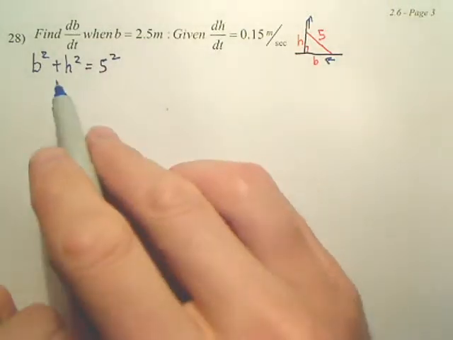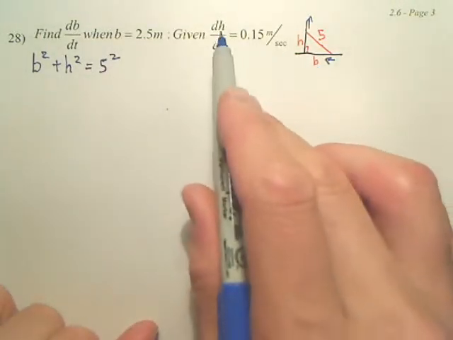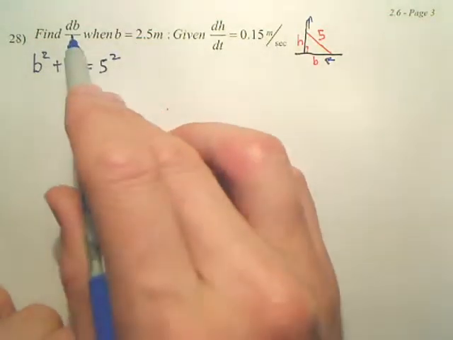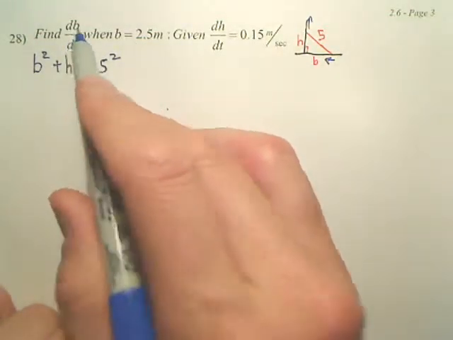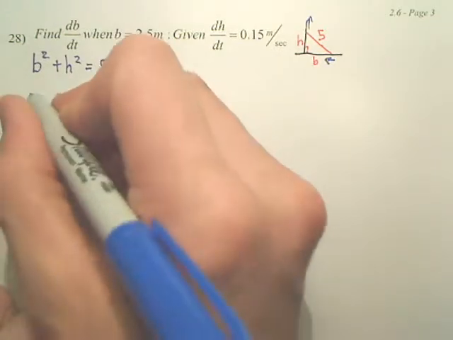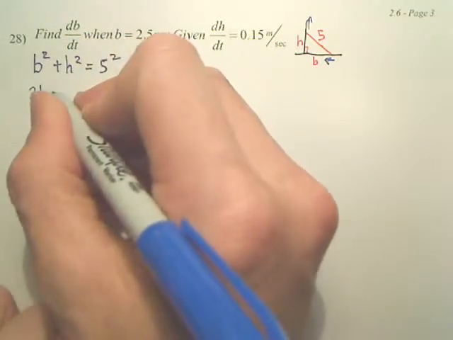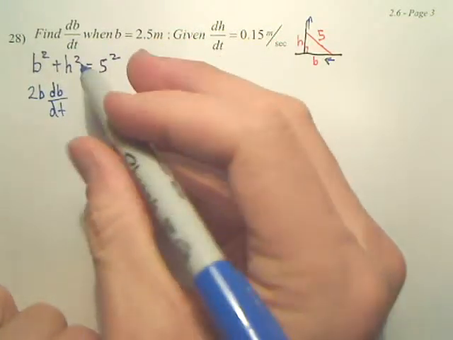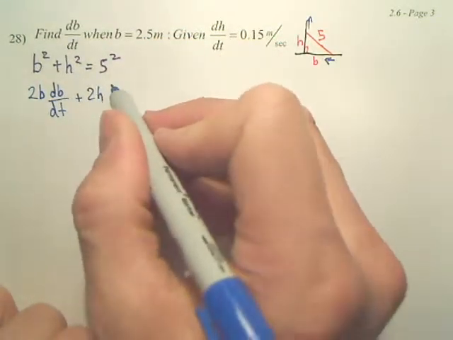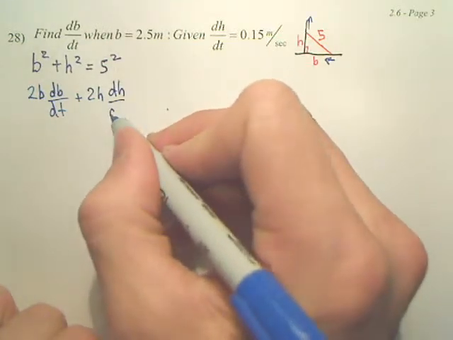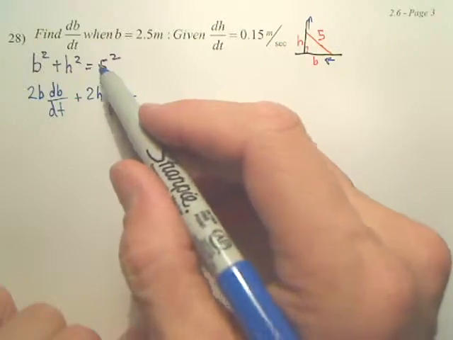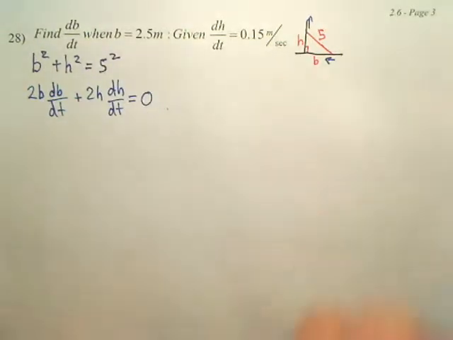All we do, there's my equation, this is the information, this is the rate at which the height is changing, this is the base we're going to be dealing with. We're trying to find the rate of change of the base. So we derive this where it's at. This would be 2b dB dt plus 2h dH dt equals, when you derive this, it's worthless.